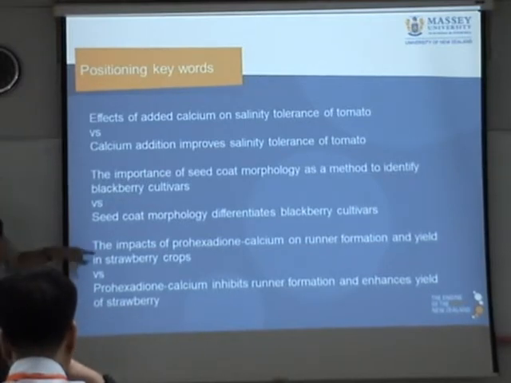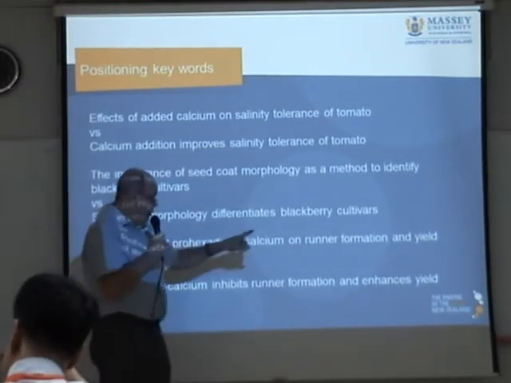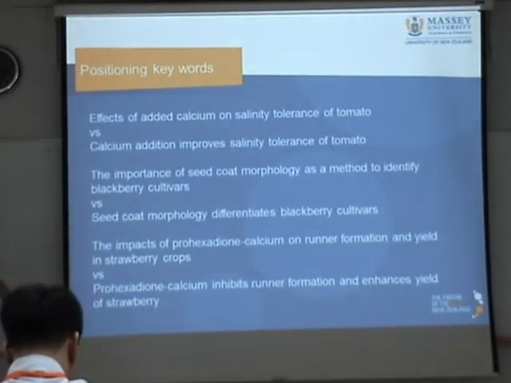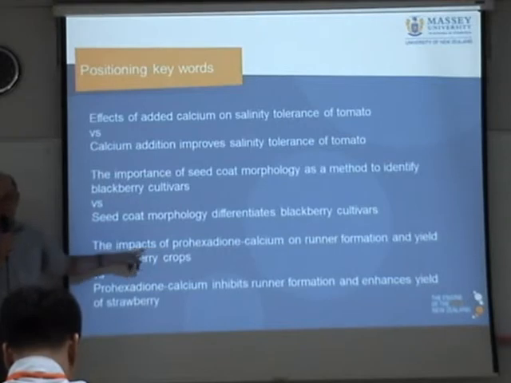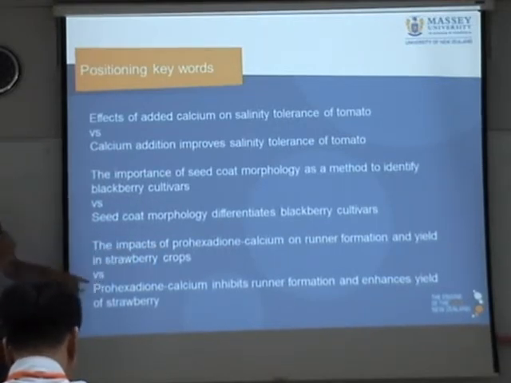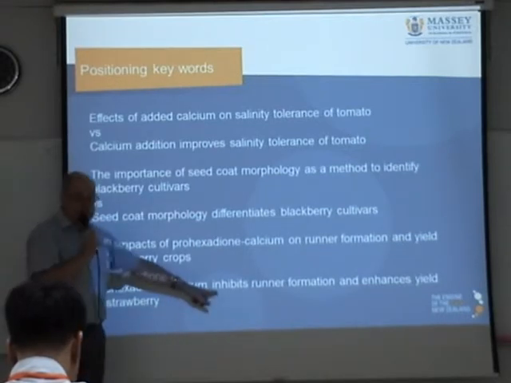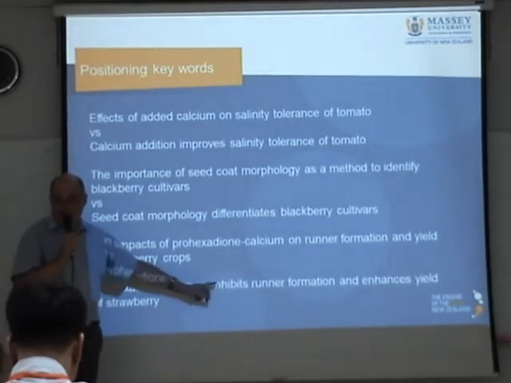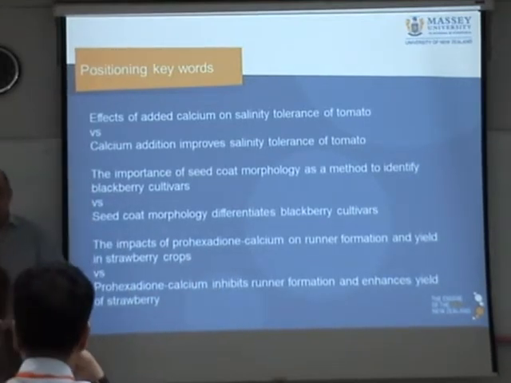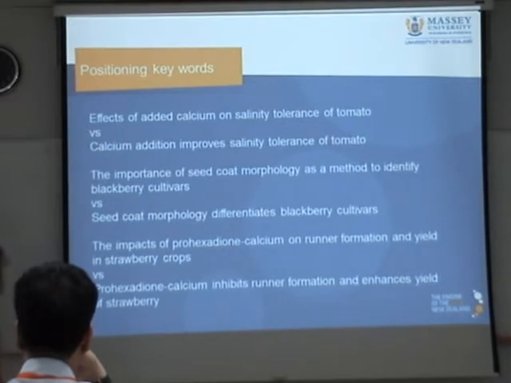The impacts of prohexadione calcium on runner formation and yield of strawberry crops. The impacts: positive, negative, neutral, we don't know. Prohexadione calcium inhibits. Bingo, now I know what the chemical's doing. Runner formation in strawberry. So try to be descriptive, try to be brief. Most of these alternative titles are shorter than the original one up there.